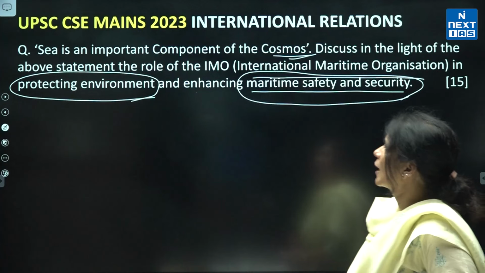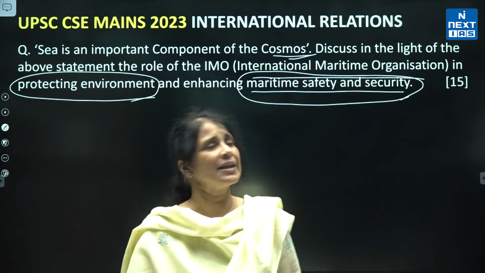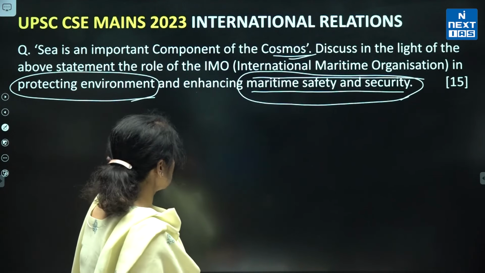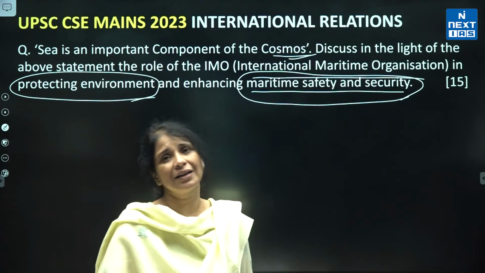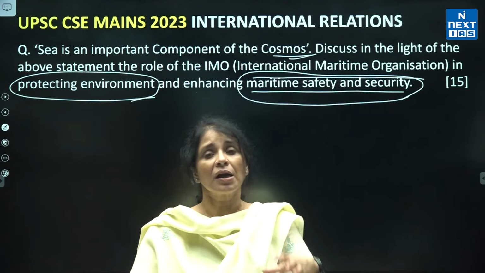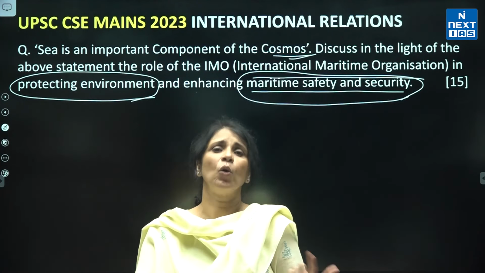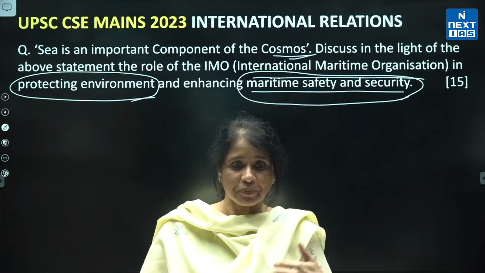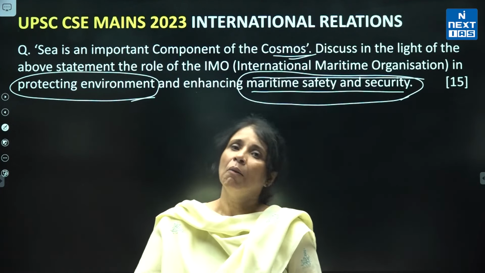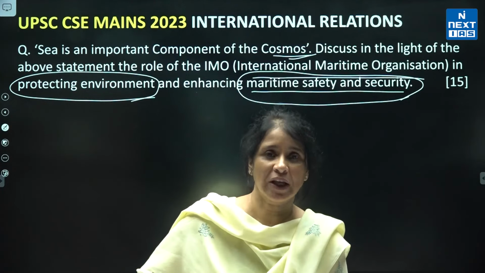And how to conclude this? You may simply write the points, because it's a very factual topic, and in the end you may again praise it, or you can say that countries should respect IMO and all countries should cooperate fully with IMO to promote the green shipping industry in the world.